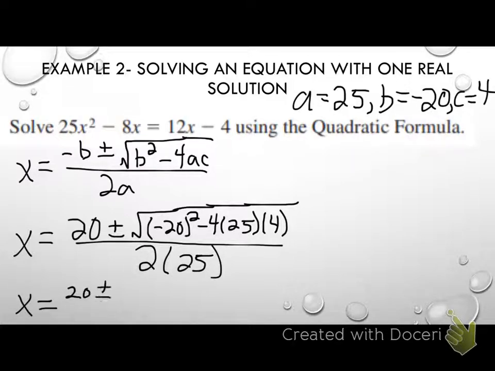I get 20 plus or minus square root. What's negative 20 squared? So negative 20 times negative 20. Positive 400. Negative times a negative gives me a positive. Negative 4 times 25. Negative 100. Negative 100 times 4. Negative 400. All over, what's 2 times 25? 50. Everyone okay with that?